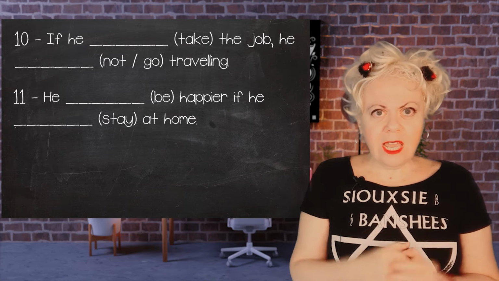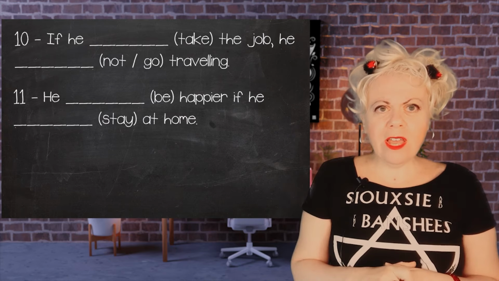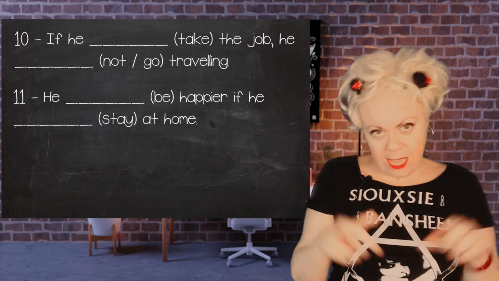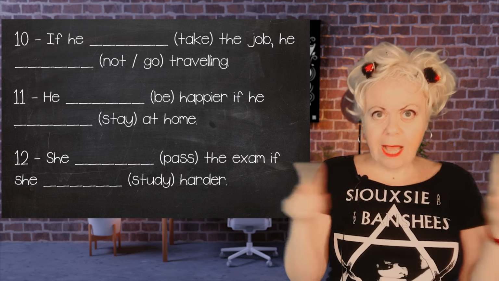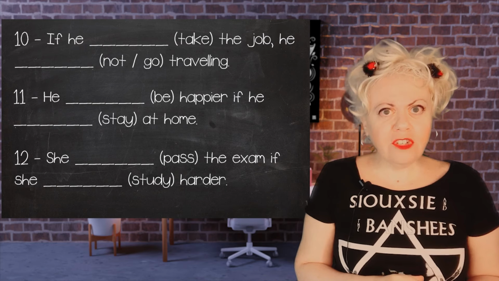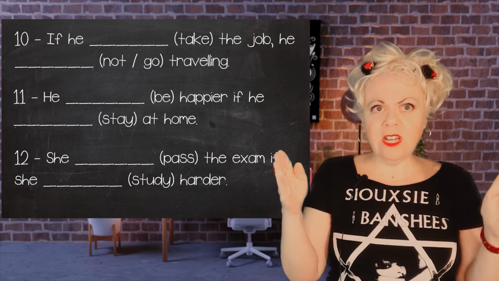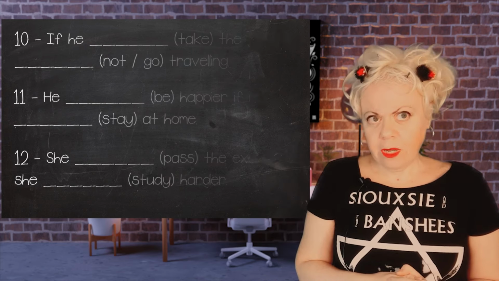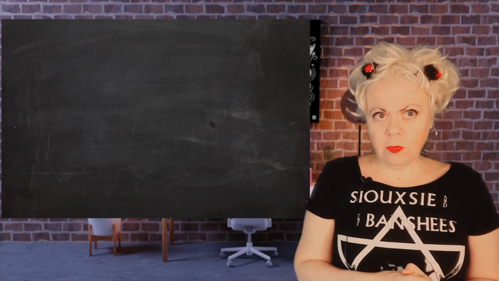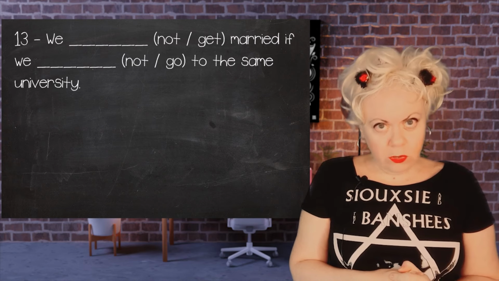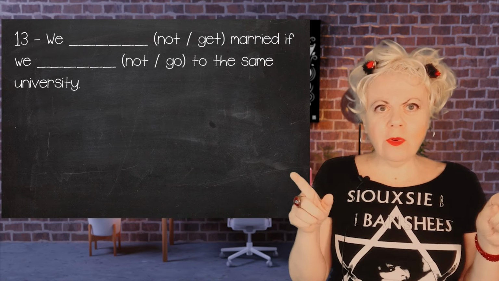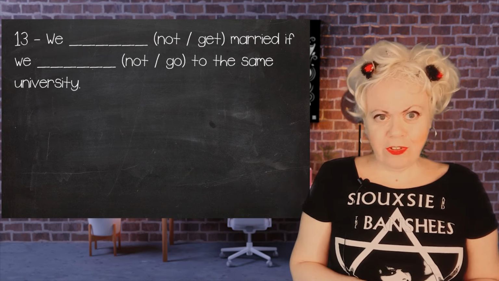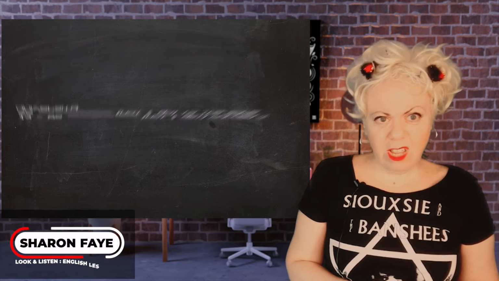11, he be happier if he stay at home. Number 12, she blank pass the exam if she blank study harder. 13, the last one, we not or get married if we not go to the same university. Oh really? Give me a break.